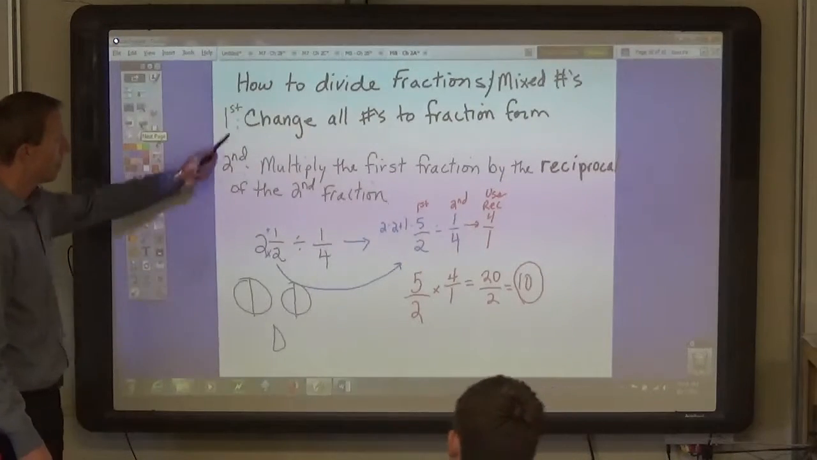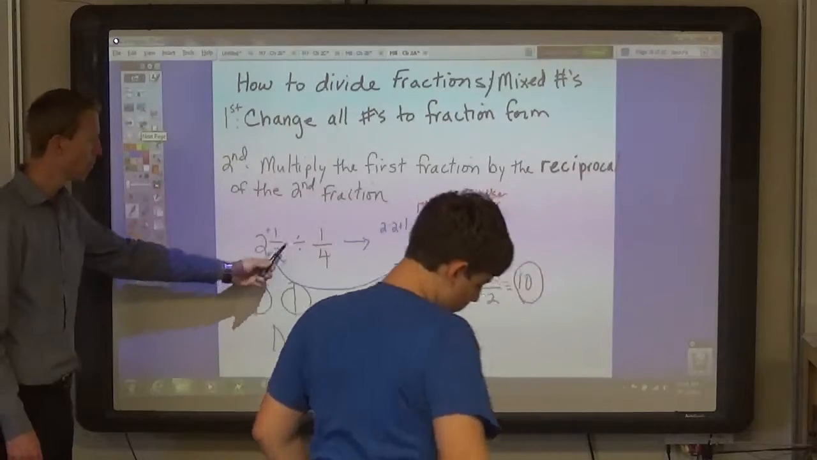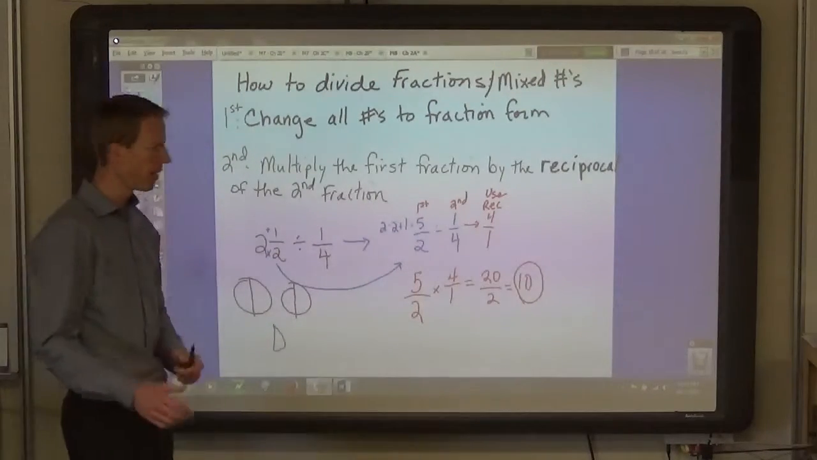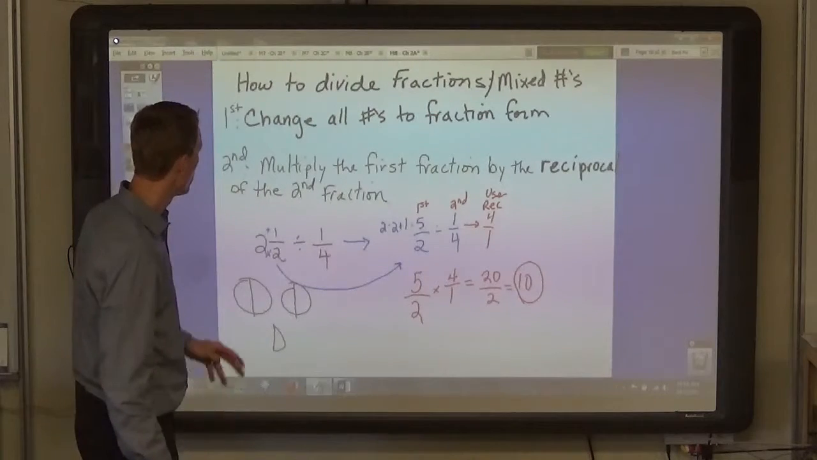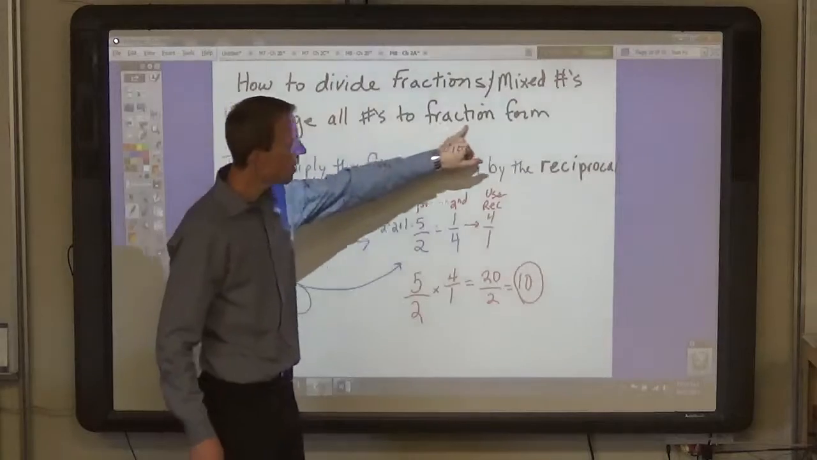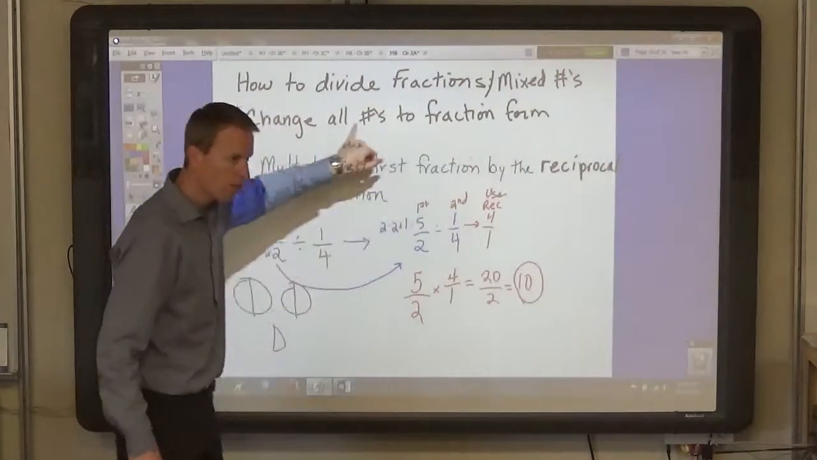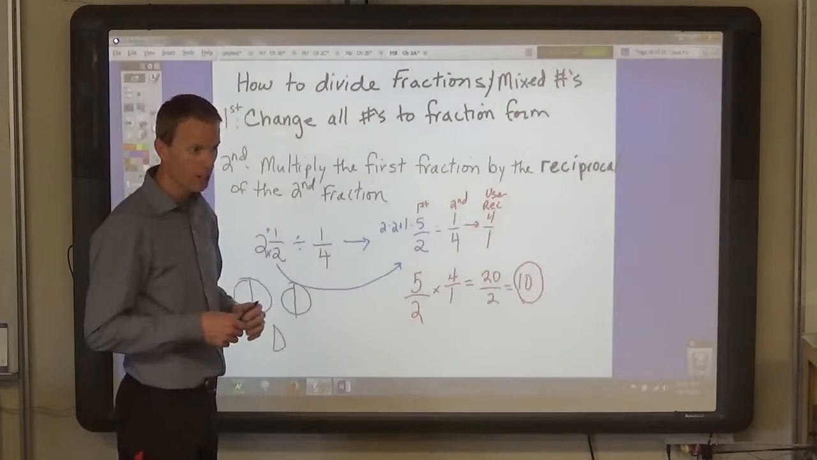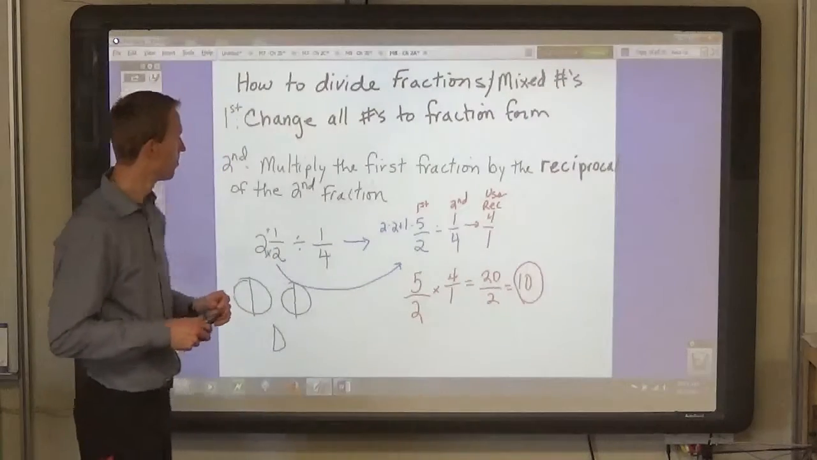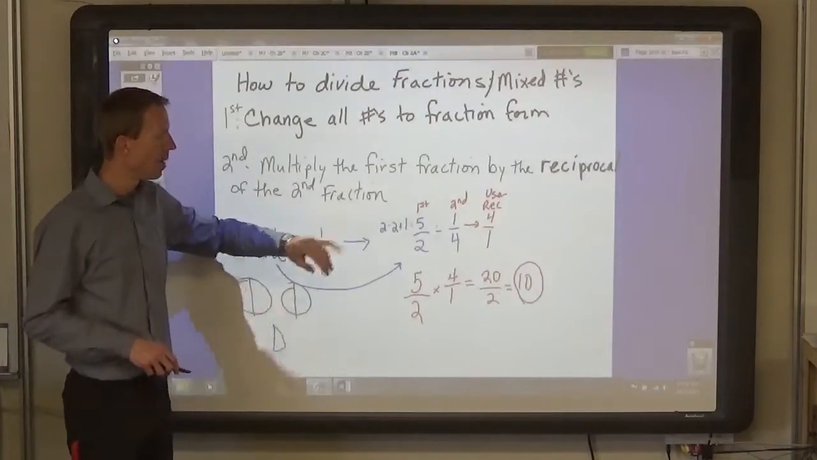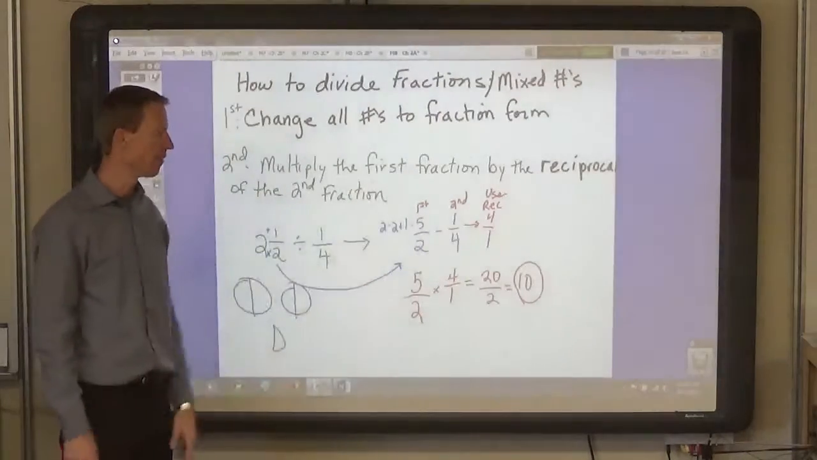How did we change fractions to mixed numbers before dividing? Because you have to have a fraction times a fraction when you're multiplying. So if the first number is a mixed number, you have to change it to fraction form. Do you know how to do that? Nod your head. You know how to change it to fraction form. Good. And then multiply the first fraction by the reciprocal of the second fraction.